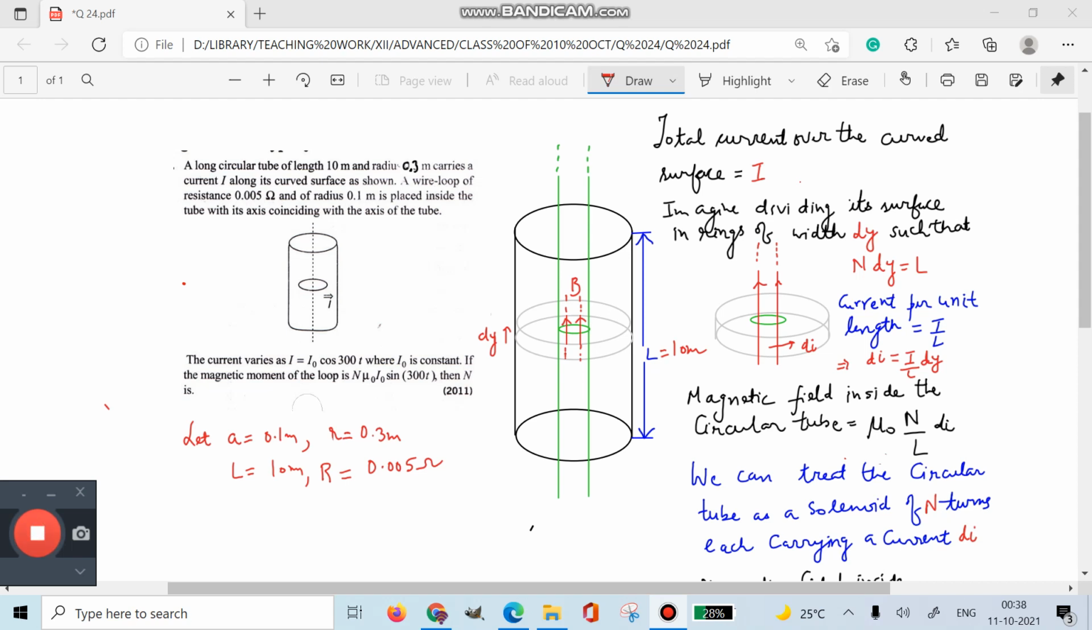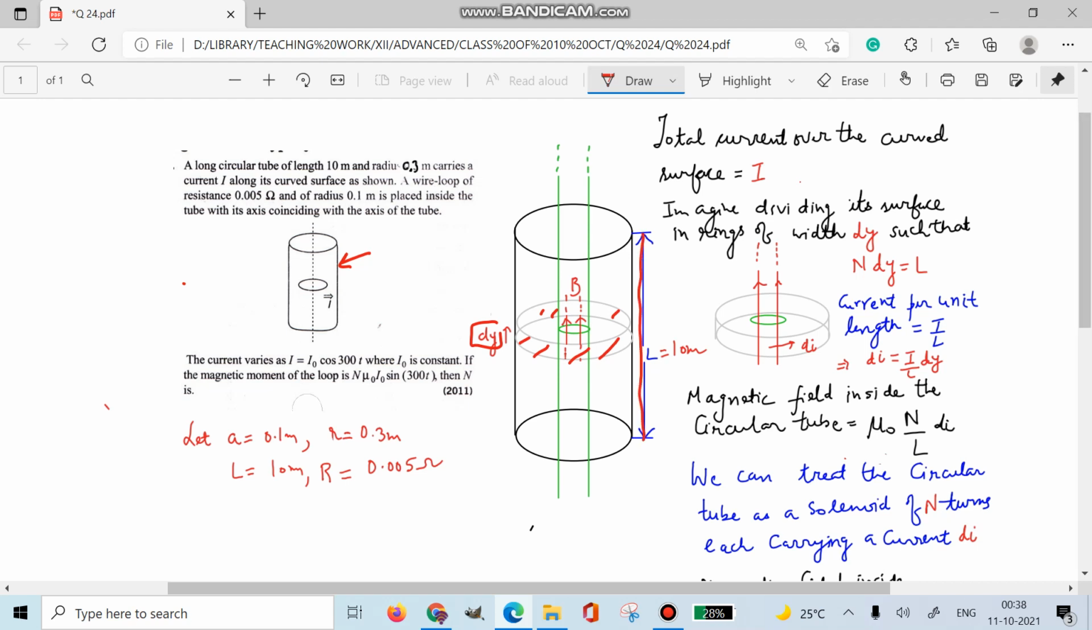So here again, let's look at this question. This is question number 24 in your worksheet. The outer circular coil, or the outer circular tube, is again treated to be made up of these circular elements of infinitesimally small heights dy. And if you divide the whole of this length into capital N parts, then N into dy gives you L, right?